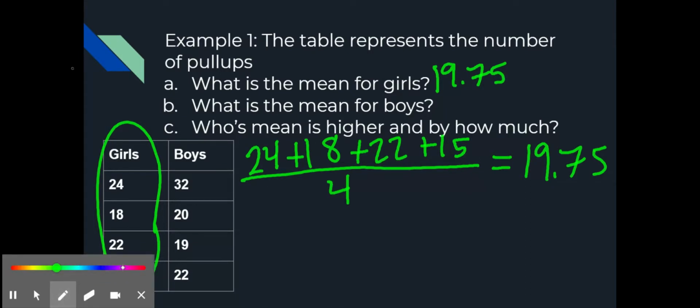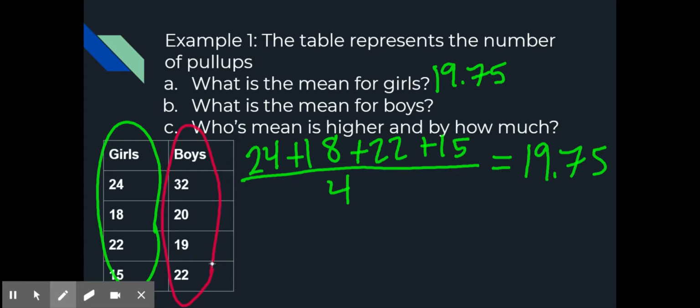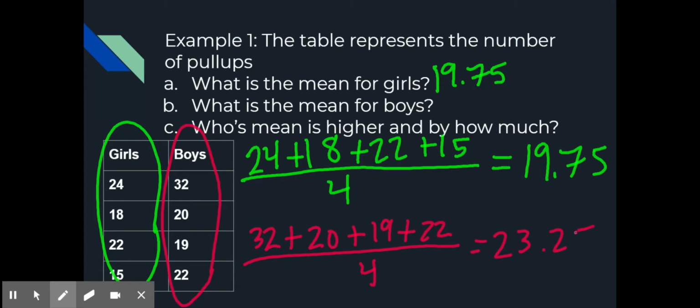For the boys, which would be this column, we're going to do the same thing. We're going to add them all together, 32 plus 20 plus 19 plus 22, and divide it by 4. Again, I'm going to use my calculator. And I end up getting 23.25 for the mean for boys. So in this case, the mean is higher for the boys.